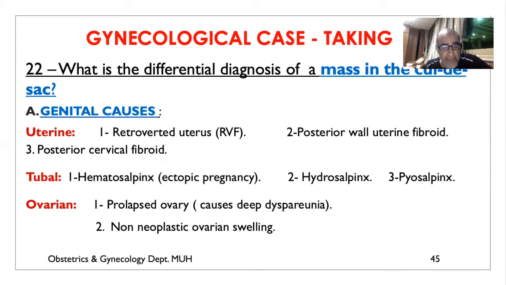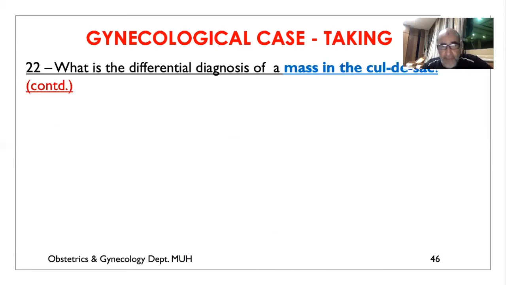Non-neoplastic ovarian swelling, such as follicular cysts and theca lutein cysts. These are all non-neoplastic cysts that may be felt in the Douglas pouch. Small size ovarian neoplasms may drop in the Douglas pouch and be felt as a mass in the Douglas pouch.